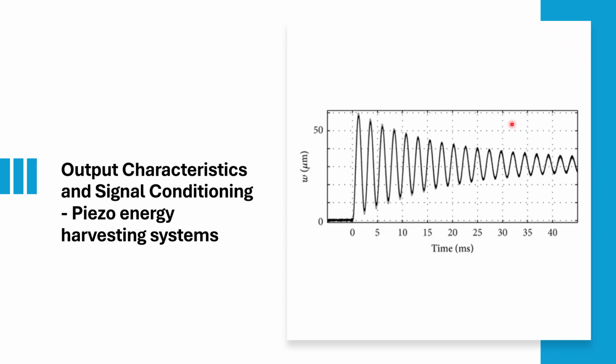Common piezoelectric materials can be naturally occurring or artificial. Naturally occurring materials include quartz, and artificial materials include ceramics. Some other examples are zinc oxide, barium titanate, and lead zirconate.